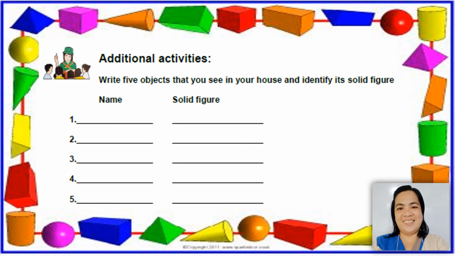Additional activities. Write 5 objects that you see in your house and identify its solid figure. So write or identify 5 objects in your house, then identify what kind of solid figure of that object.